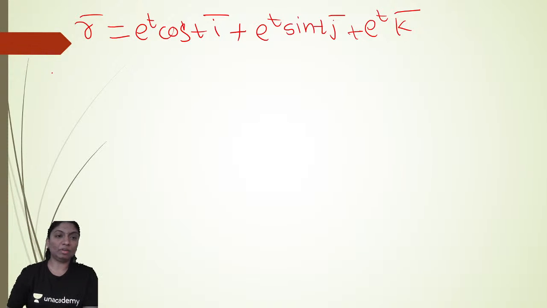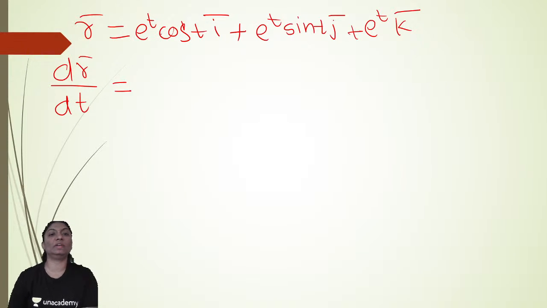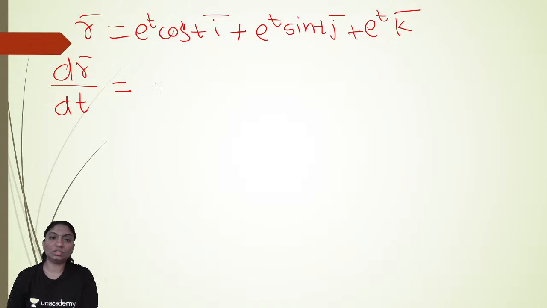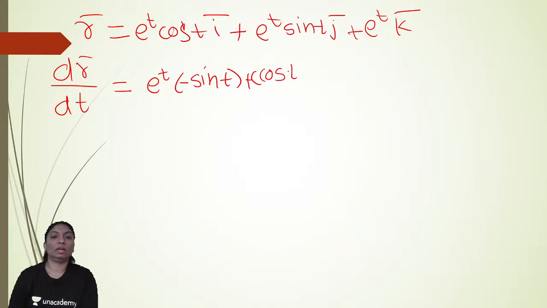Now we will calculate dr bar by dt, which is equal to, now see, here e raised to t into cos t. So we will use the uv rule, the multiplication of derivatives rule. So you will get e raised to t, first, times the derivative of second, that is minus sin t, plus second into derivative of first.